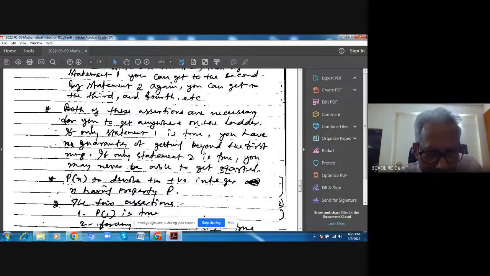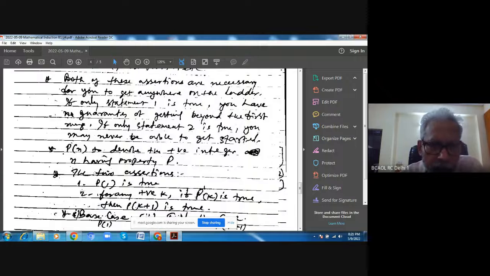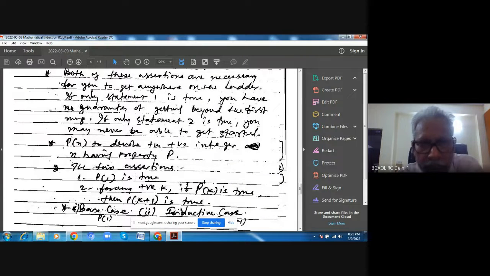So P(n), in this case, the first statement, we are considering P(n), the property. Here n is an integer, whatever the integer is, it may be 1, it may be 2, it may be 3, just to denote the positive integers, n having the property P. So we denote the first statement as P in brackets, small n. There are two assertions we are taking. As I told you, there are two statements you have to take into consideration before starting.